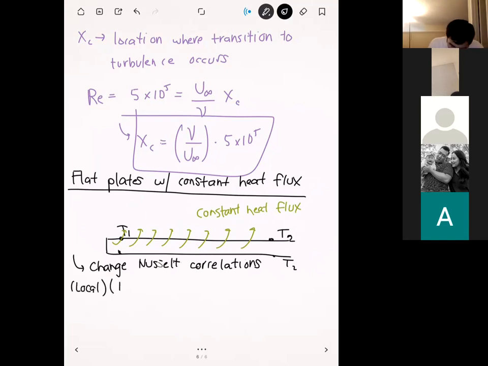Local and laminar. If you have laminar flow, the local Nusselt number correlation is given by the following. We have Nu_x is equal to 0.453 times Reynolds number to the 1/2 times Prandtl number to the 1/3.